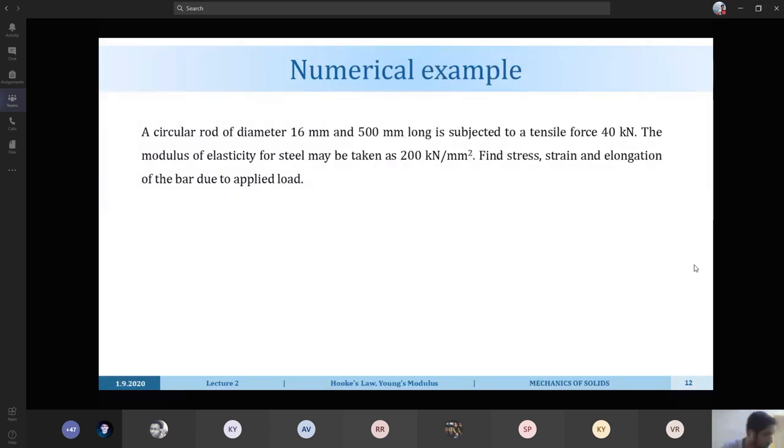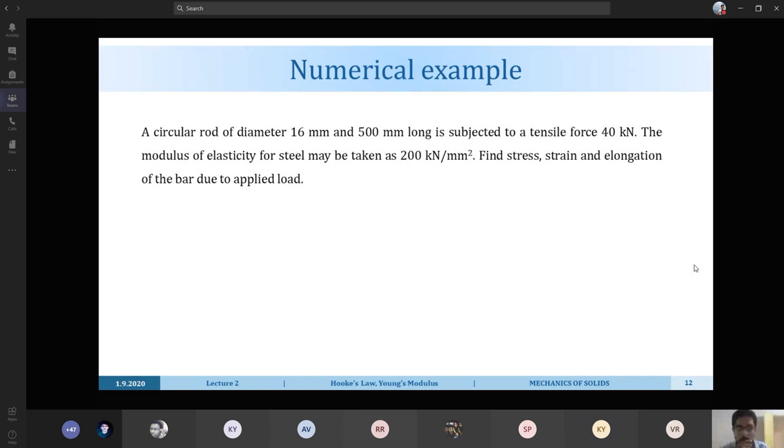I will call some names, and I want them to answer. I hope you have a calculator with you. Krishna Yadav, are you here now? Yes, I am here. Okay, can you tell what is the stress for this? Stress is load by area. Okay, so can you calculate the value?